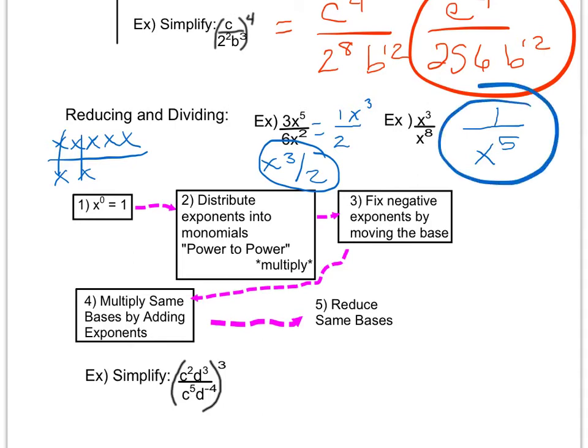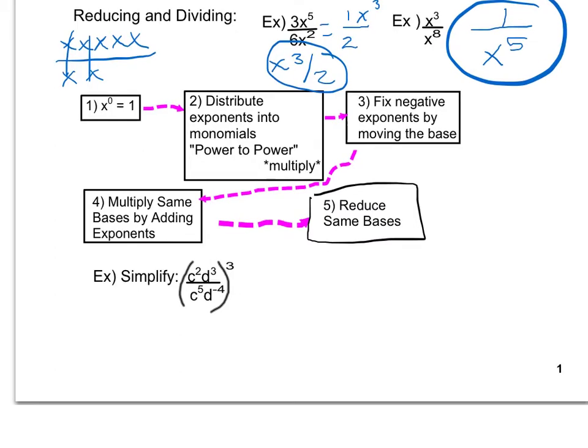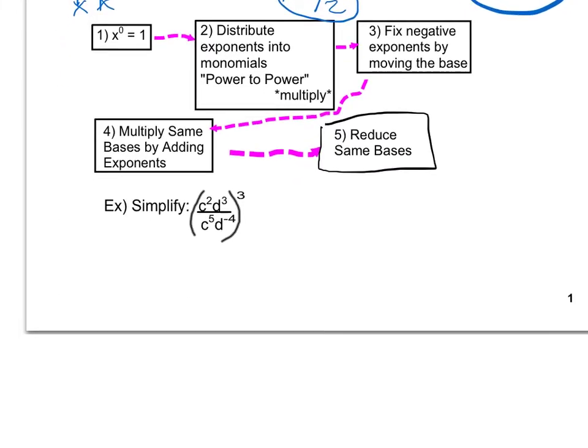Reducing to 1 over x to the 5th. So now that we know our whole flow map, we've kind of been uncovering one piece at a time. The last piece that we had was this step 5, and it's reducing if we have the same bases. So if we look at, I believe, 2 examples where we use this entire flow map.